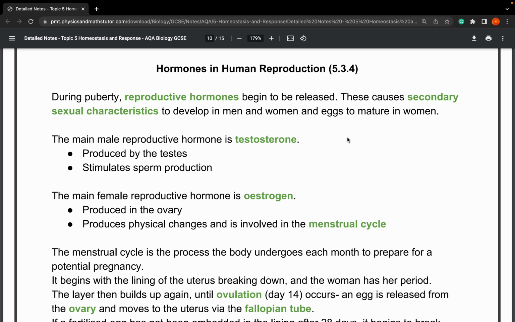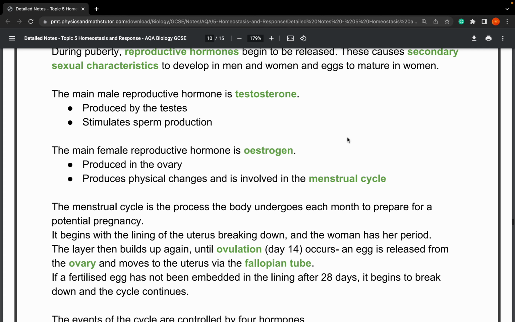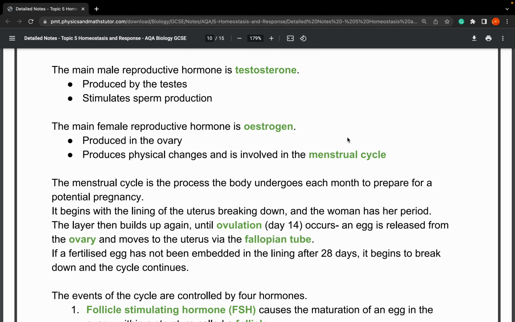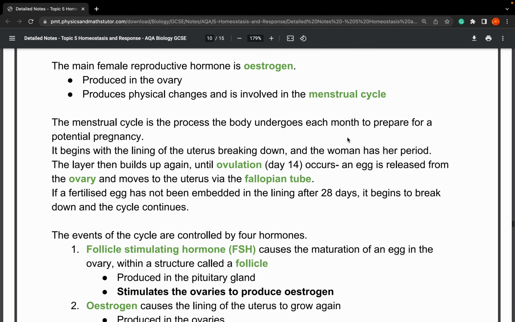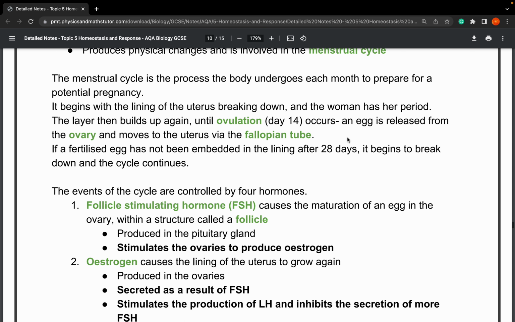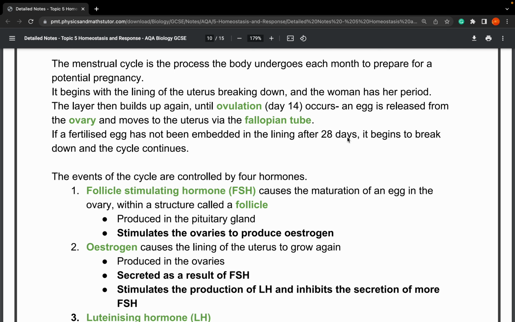The main reproductive hormone in men is known as testosterone, produced by the testes. It stimulates sperm production. In female reproduction, it is known as estrogen, produced by the ovary, which produces physical changes and is also involved in the menstrual cycle. Quite straightforward. The menstrual cycle is a process the body undergoes each month to prepare for a potential pregnancy.